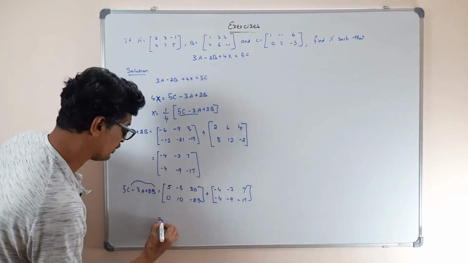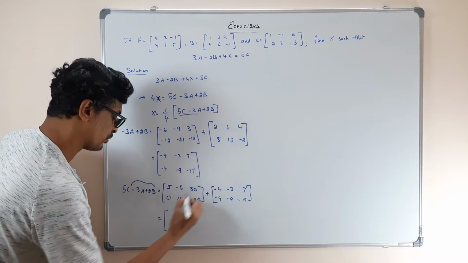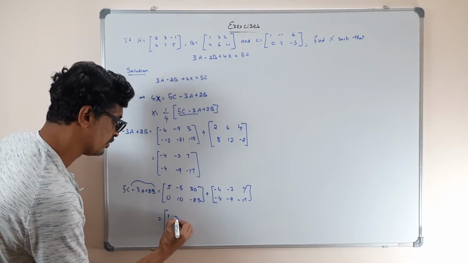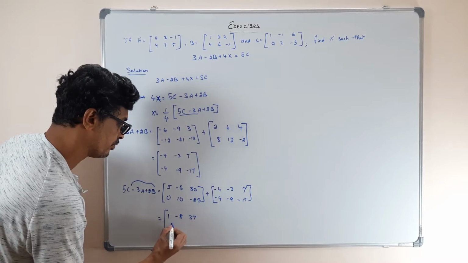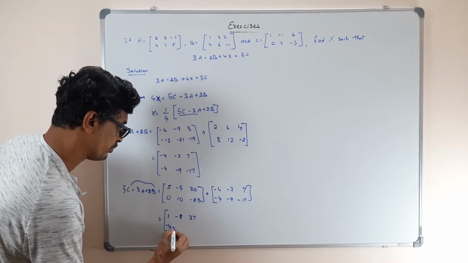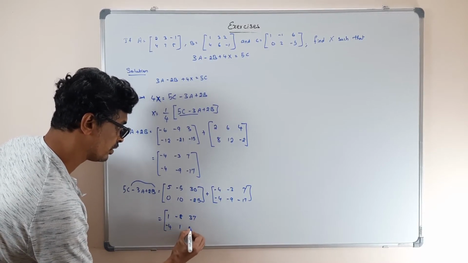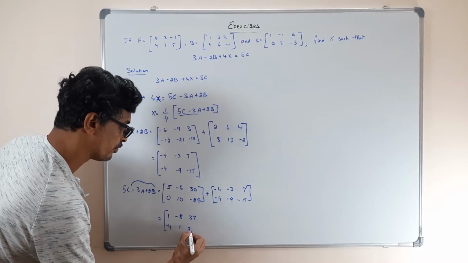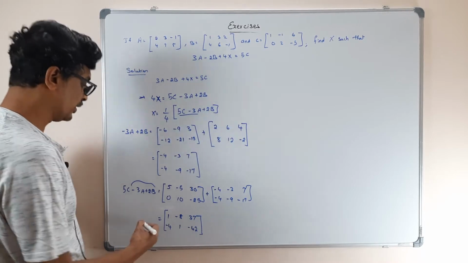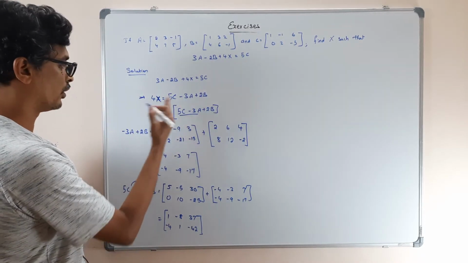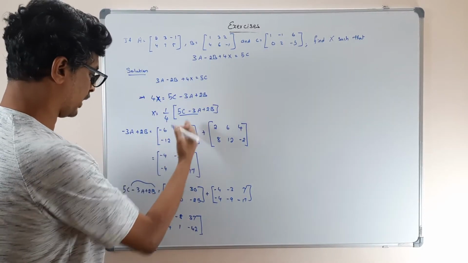Tell me what its value is. This is 1, minus 8, 37, minus 4, 1, 1, minus 42. Okay, so this is what we got. This is the square bracket terms.